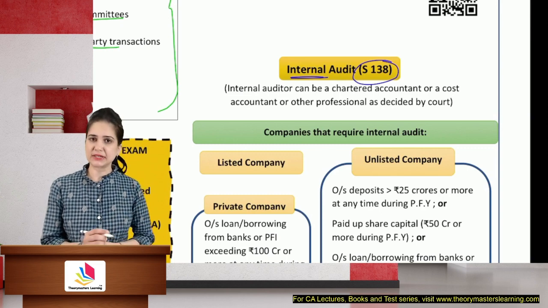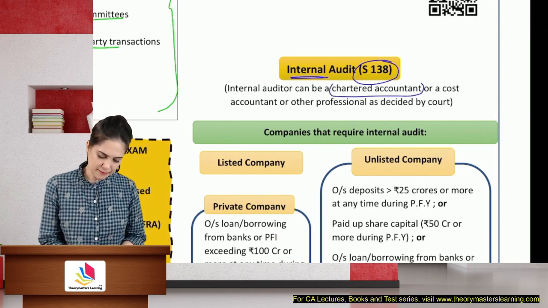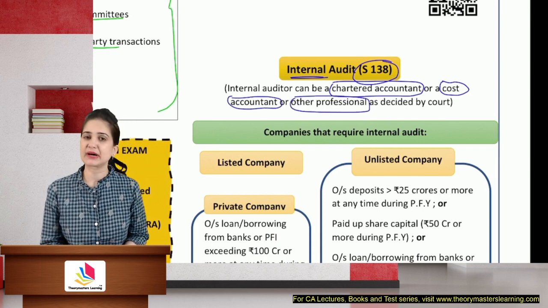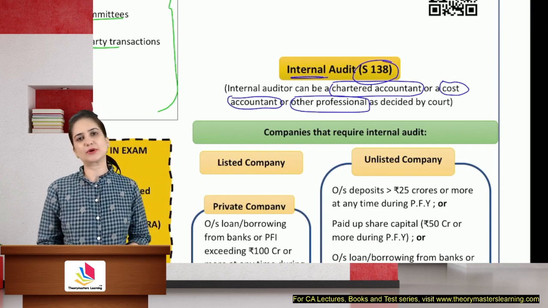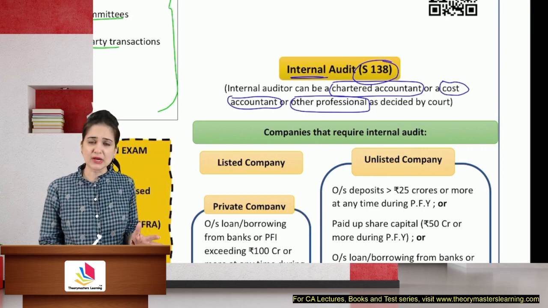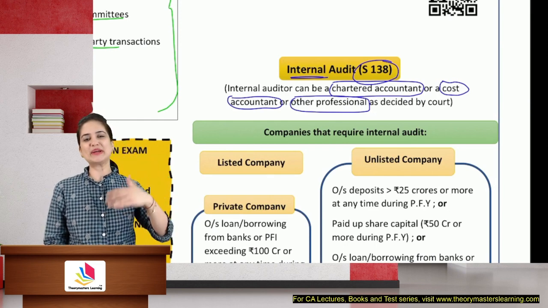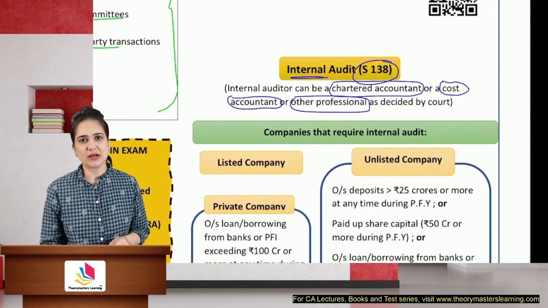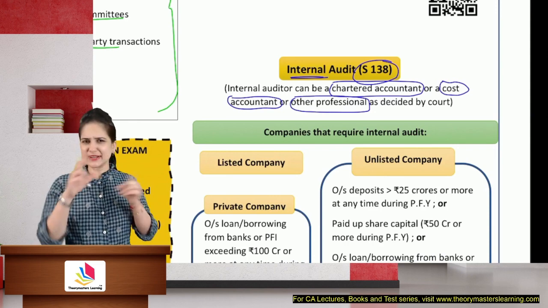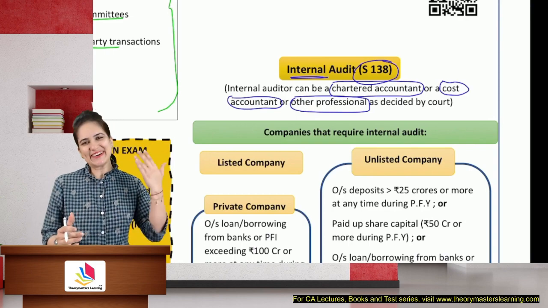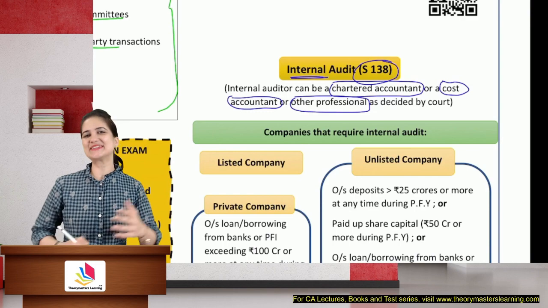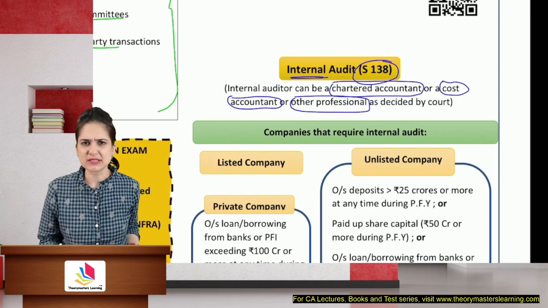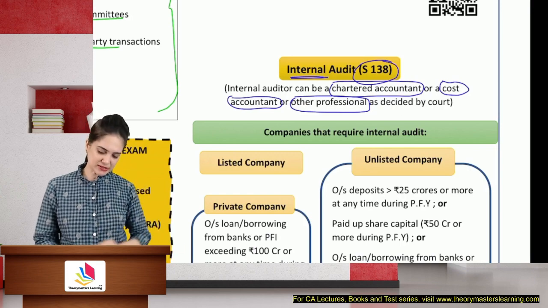Who can be appointed as internal auditor? So a chartered accountant, a cost accountant, or any other professional as decided by the board can be appointed as the internal auditor of the company. He may or may not be an employee. You can have your own internal audit department, and apart from that, you can also get the internal audit conducted by an external internal auditor. External means someone who comes from outside, and your internal audit department is working continuously in the organization. So a chartered accountant or cost accountant, who may or may not be in practice, and may or may not be an employee of the company, can be an internal auditor.